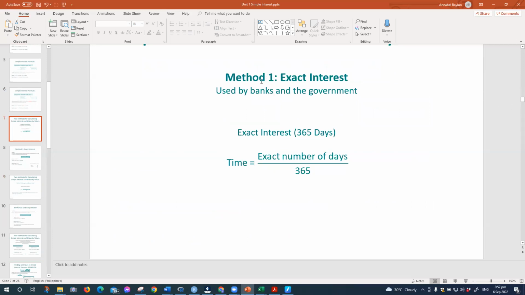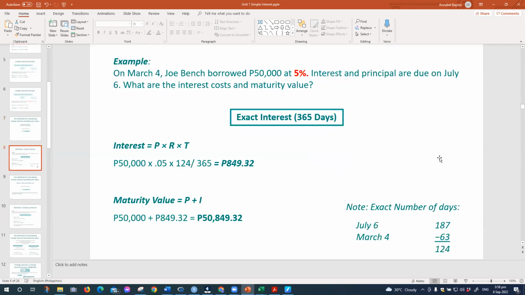Usually ito ginagamit sa mga banks or isa sa government. Gumagamit siya ng exact 365 days per year. So, ano yung magiging difference nito? Okay. So, let's start with exact, no? 365. Ang gagamitin natin 365 days.